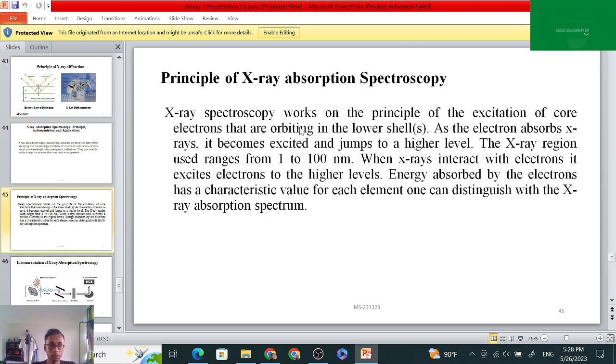Then the principle of X-ray absorption spectrometry. It works on the principle of the excitation of the core electrons that are orbiting in the lower shells. As the electron absorbs the X-rays, it becomes excited and jumps to a higher level, and the X-ray region used ranges from 1 to 100 nanometers. The energy absorbed by the electrons has a characteristic value for each element. One can distinguish elements with the X-ray absorption spectrum.